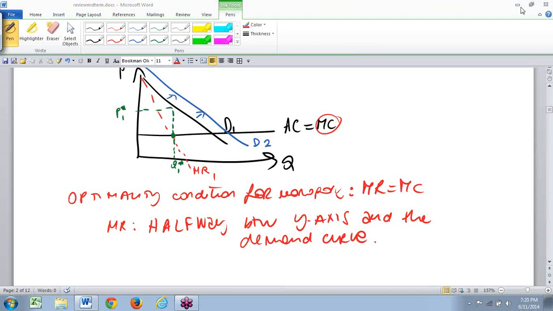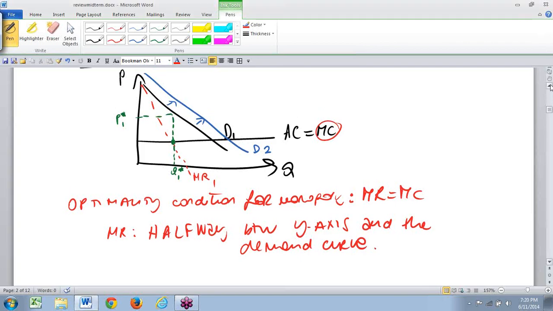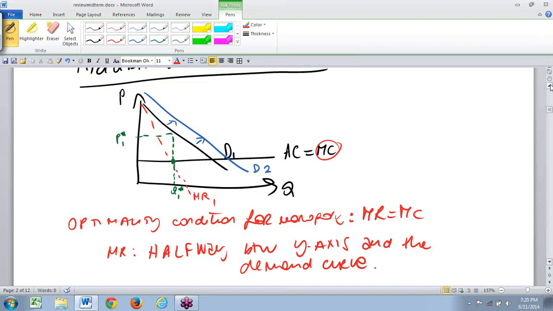Okay, so we do the same for the new situation, that is when the demand curve is D2. Now we already have the marginal cost curve. We need to draw the marginal revenue curve when the demand is D2. So again, we start from the intercept of the demand curve and we draw a straight line halfway between demand curve D2 and the y-axis, and this is our marginal revenue curve 2.